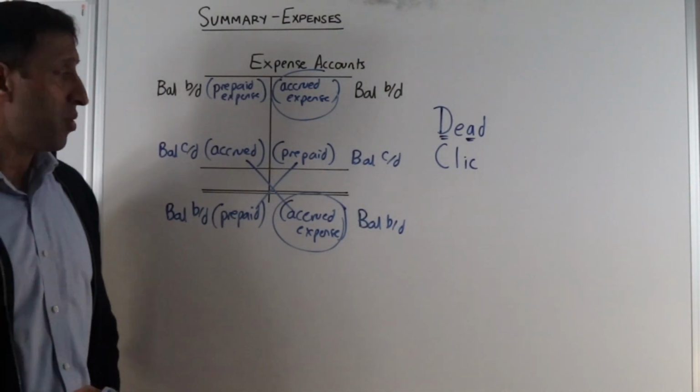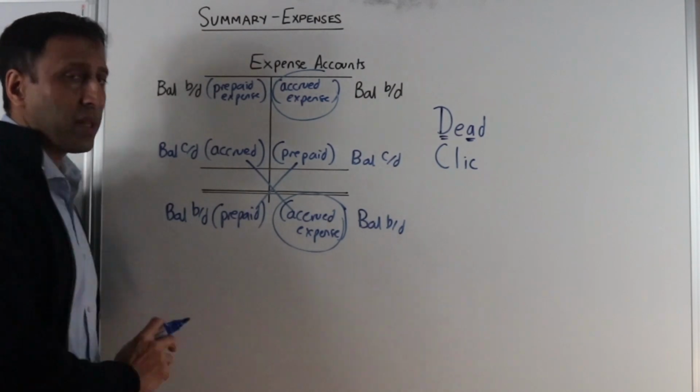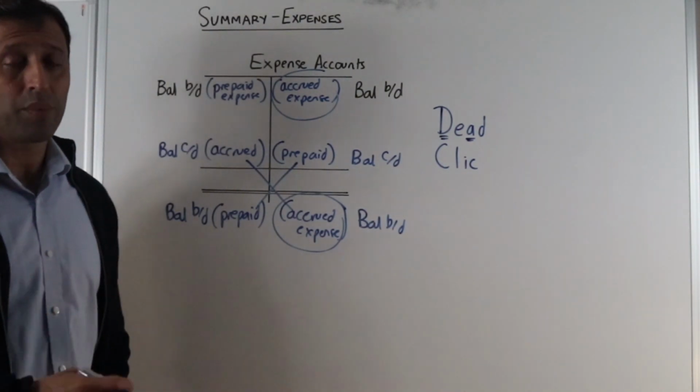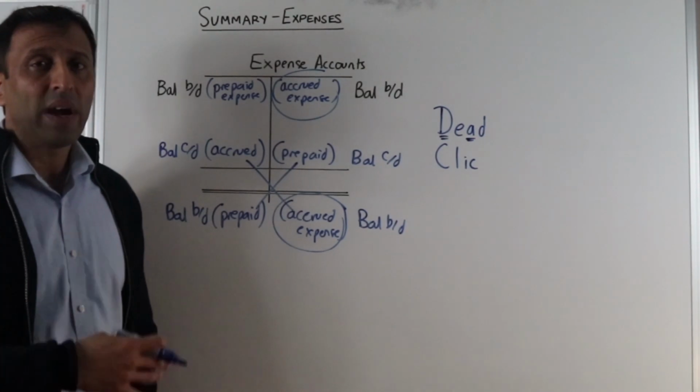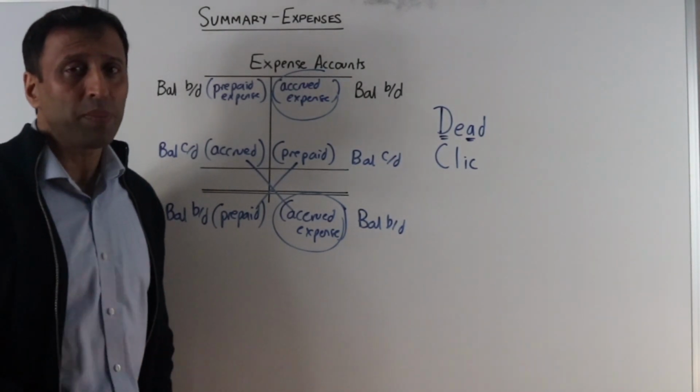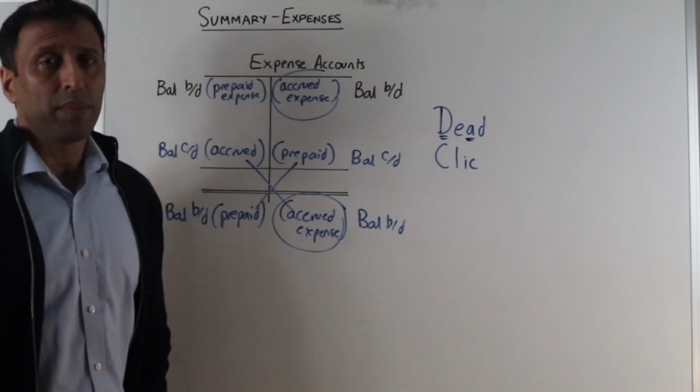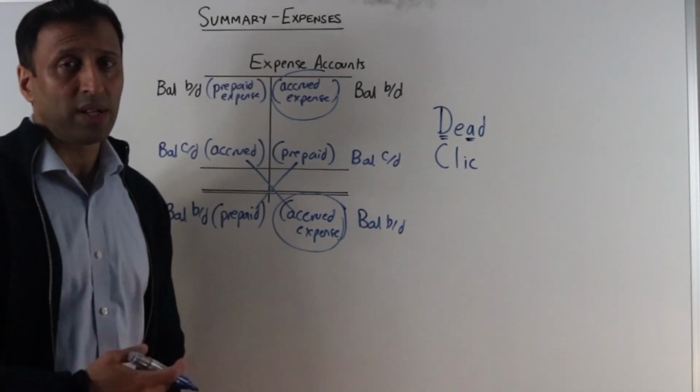So essentially that's all you need to remember, and just then you can remember that the carry down is on the opposite side, which is the end of year balance. And that's just a quick summary of how to deal with expenses when they're prepaid or accrued. And all you need to do is remember that and apply that to any question or any situation you have.